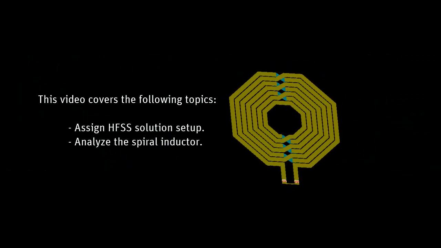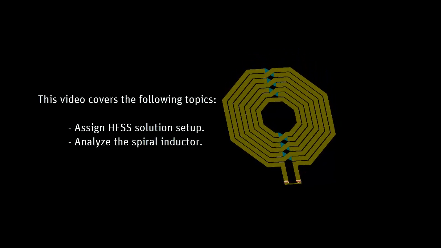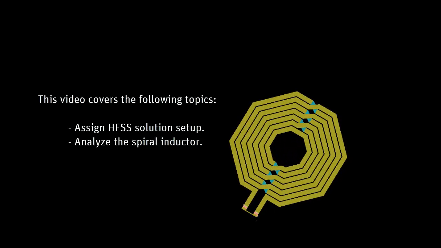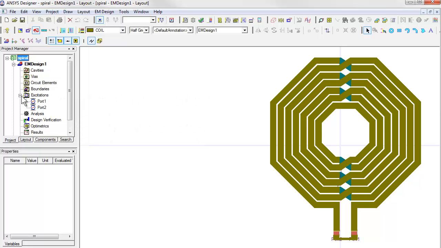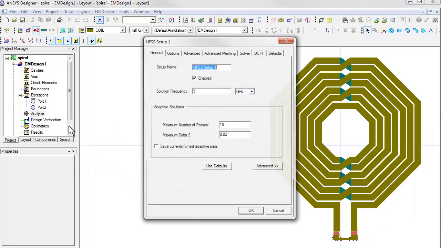This is the second part of our tutorial about on-chip spiral inductors. The first part covered the geometry import and port assignment process. In this part, we will cover how to create a solution setup and analyze the spiral inductor. We'll go to the project tree, right-click on the analysis entry, and choose Add an HFSS solution setup.